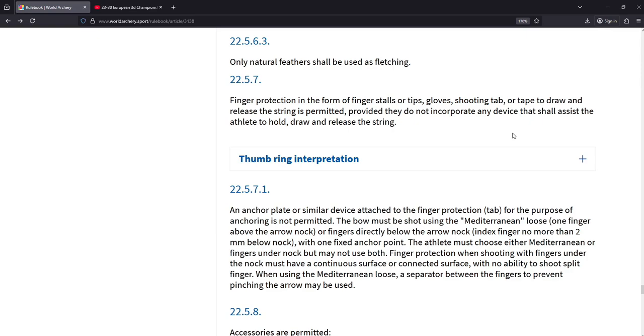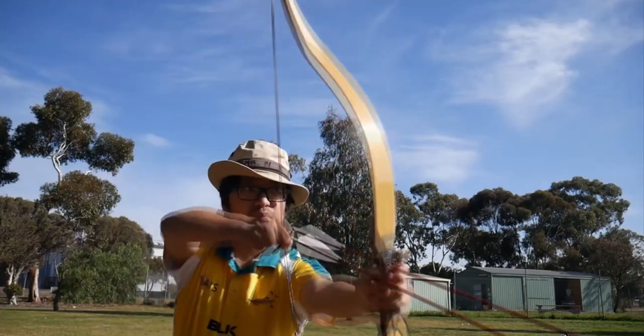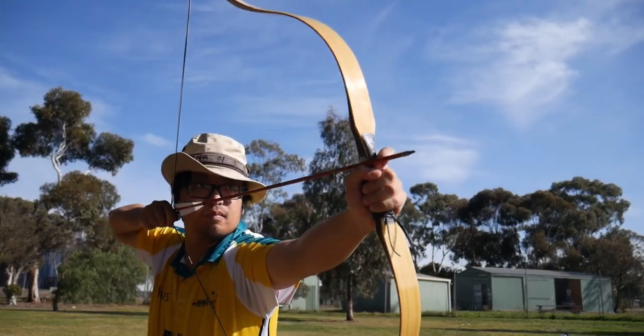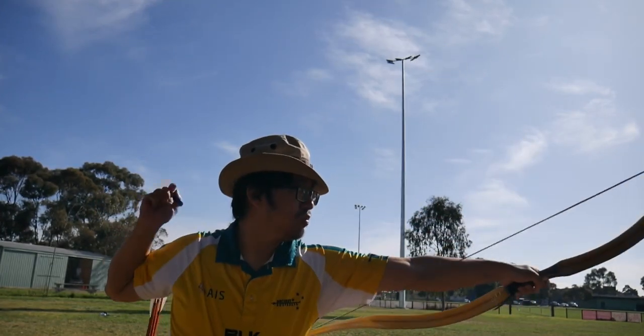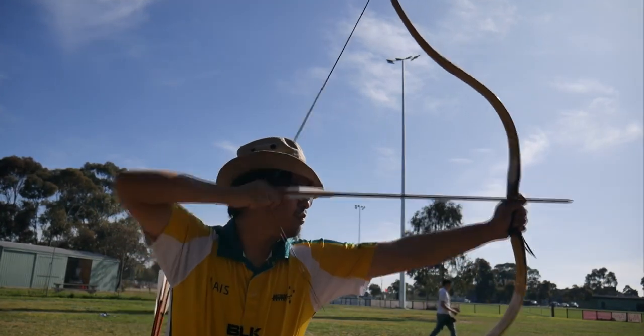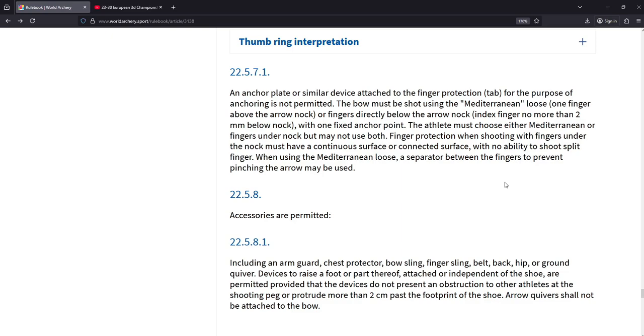The thumb ring can be designed to hold the string and make it easy to draw. I know that's not why we use it, but it can be used in that way according to the rules interpreted by World Archery. It's a little awkward, but that's how the thumb rings sit in the rule set according to World Archery by its lineage, which is different from the Eastern lineages.